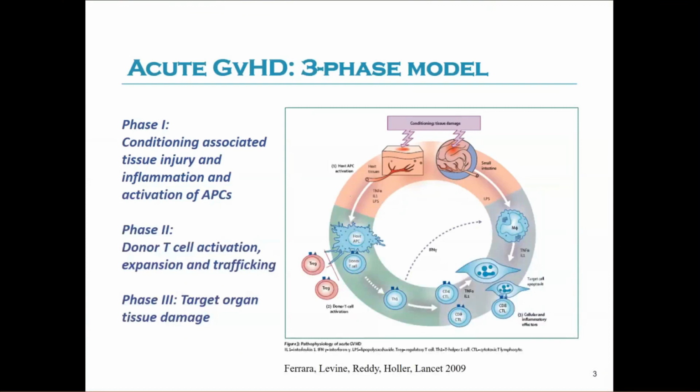So in our recent understanding, the complex pathophysiology of acute GVHD can be conceptualized as a three-step model with first conditioning associated tissue injury, inflammation and activation of APCs, followed by donor T-cell activation, expansion and trafficking, which leads to target organ tissue damage.